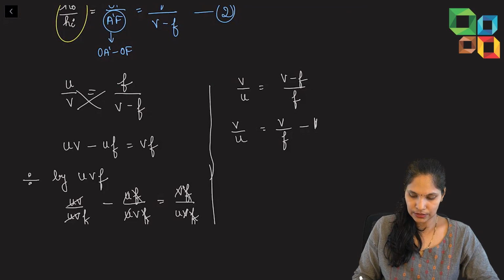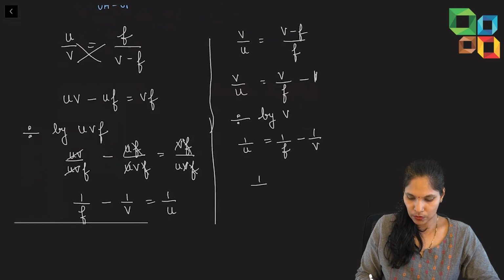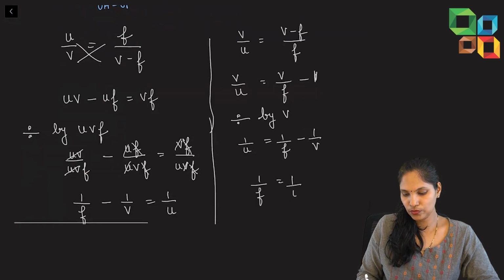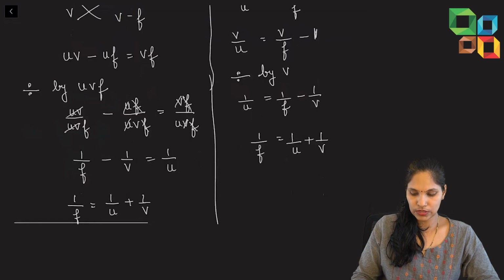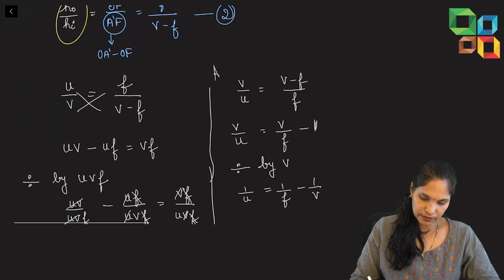What you can see here is, I will now divide the entire equation by V this time. So only by V I am dividing now. When I divide this by V, V will cancel. What will be there is only 1 by U equal to, here also when I divide by V, 1 by F will be there. And here I divide by V, I get this. So I end up with the same equation, 1 by F is equal to 1 by U plus 1 by V. This is the alternate method.